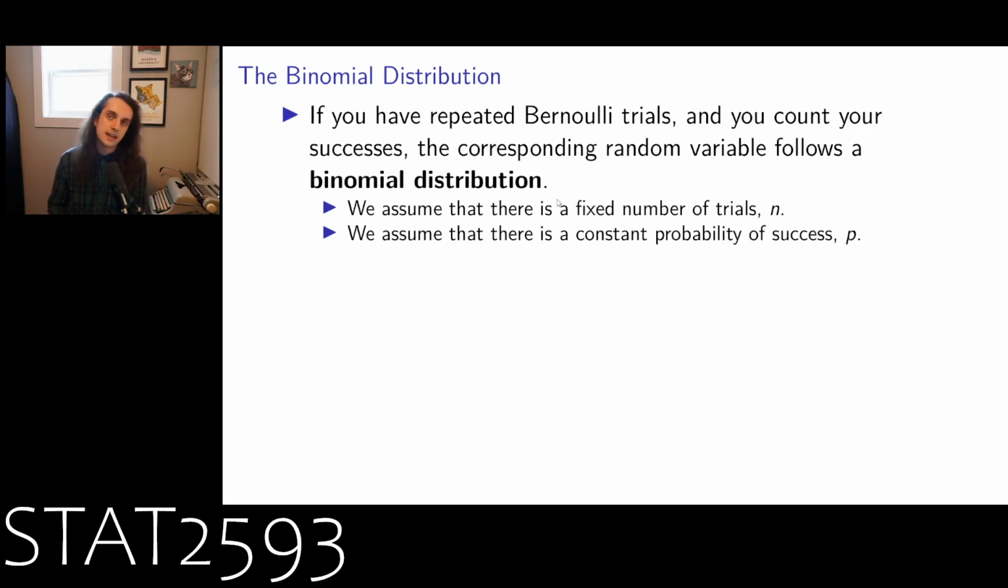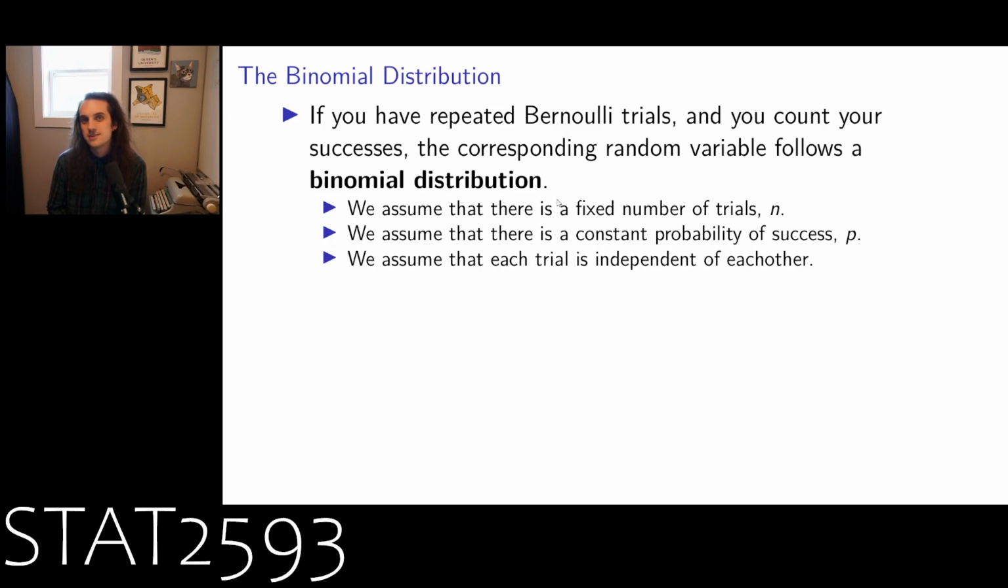We also assume that every trial has a constant probability of success. The probability of getting a heads the first time you flip a coin is the same as the 100th, is the same as the 1,000th time. And we also have to assume that each of the trials is independent of all of the other trials, right?